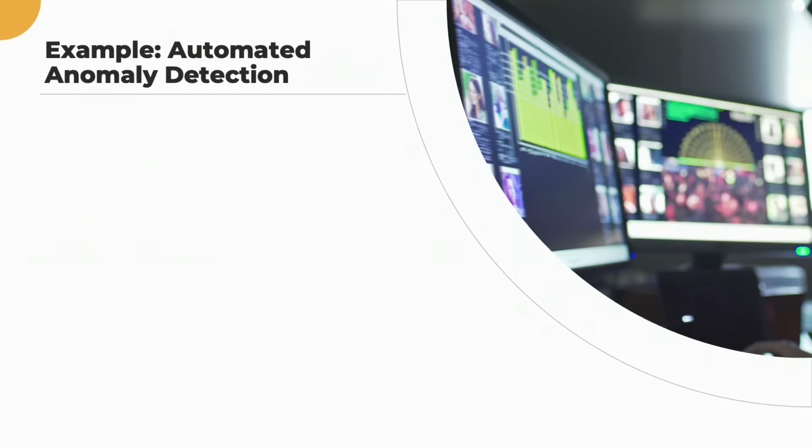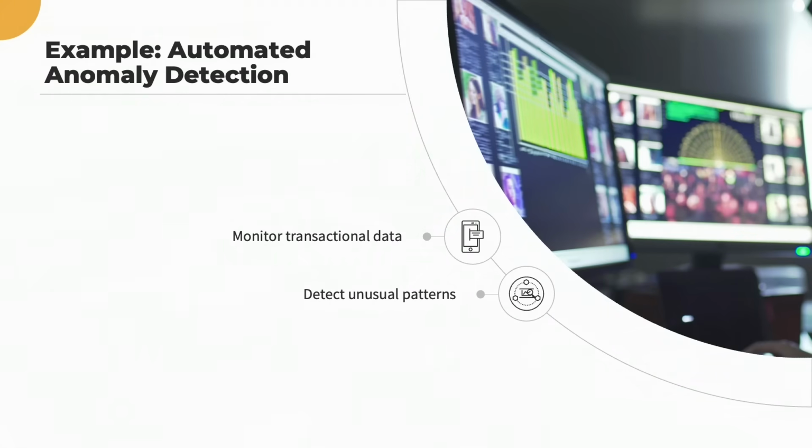Now let's discuss some concrete examples of how AI in SRE can be applied in real-world scenarios. We'll start with automated anomaly detection. A global e-commerce company uses Azure Machine Learning to monitor their website's transactional data. By using machine learning algorithms, they can detect unusual patterns that could indicate a problem, like a sudden drop in transaction volume or an unexpected surge in error messages. These anomalies trigger alerts for SRE teams to investigate, allowing for quick resolution.